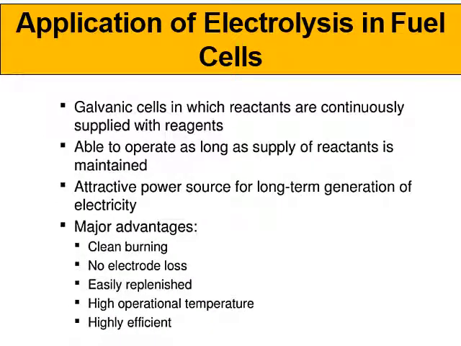The other application of electrolysis can be seen in a fuel cell. Fuel cell, basically, is like a kind of battery, but it has a huge impact. Okay, it's much larger and it is a more powerful power source compared to battery. Okay, so the fuel cell is able to operate as long as the supply of reactant is maintained. It can be used for long-term generation of electricity. It has more advantages. For example, it produces clean burning, there's no electric loss, it's easy to replenish. It has a high operational temperature and is also highly efficient.